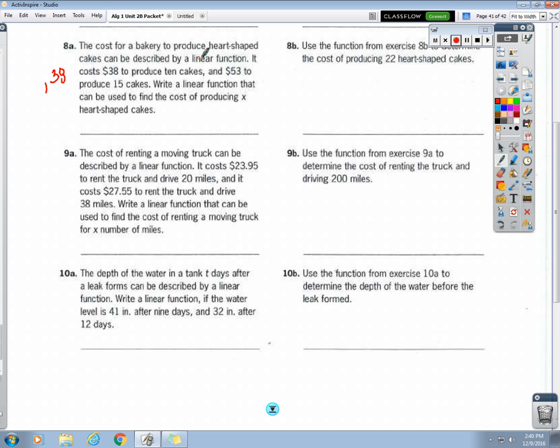And then the cakes you make are independent. Does that make sense? Your dependent variable always is the y. So what's the next ordered pair going to be? 15 and 53. So if we're trying to ultimately figure out the cost of making 22 cakes, don't we kind of need to figure out the cost per cake? And you can do that by doing the slope of these points. So m equals what?